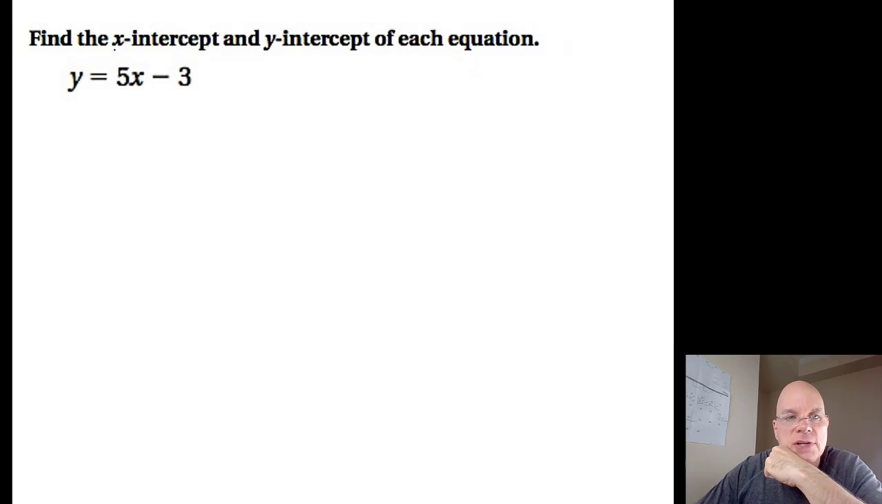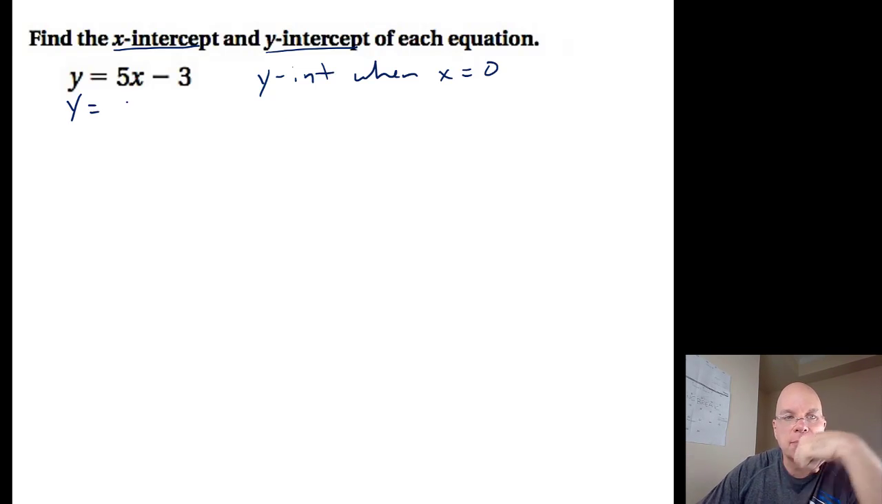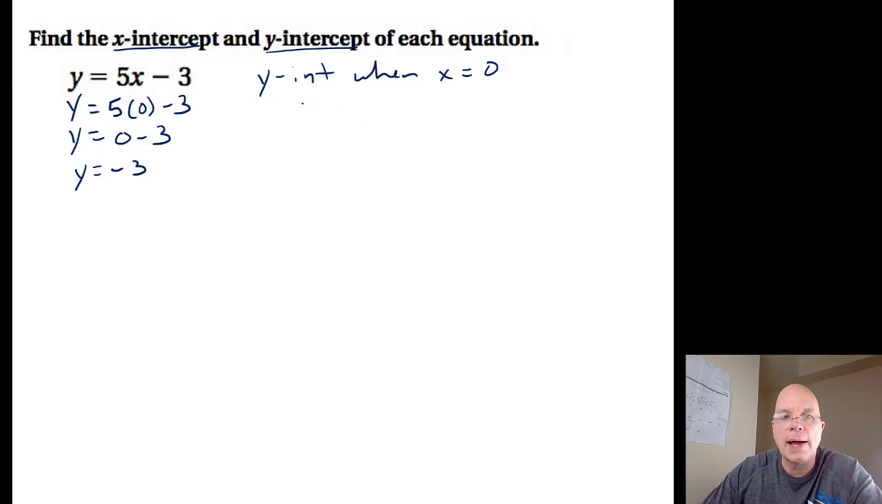If I want the x-intercept and the y-intercept, I'm going to do the y-intercept first, because the y-intercept occurs when x equals 0. And it's pretty easy for me to input 0 for x. 5 multiplied by 0 minus 3. So y equals 0 minus 3. If I'm at 0 on a number line and I subtract 3, I end up at negative 3. You can think of this as adding negative 3. So the y-intercept occurs at (0, -3).